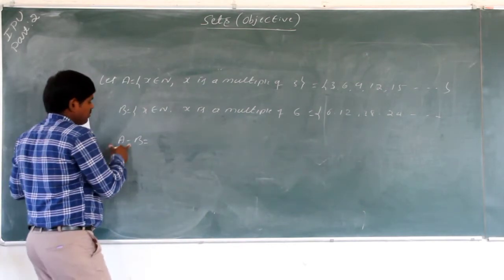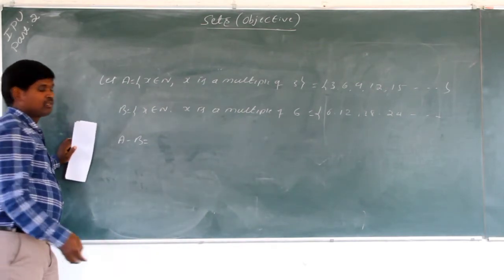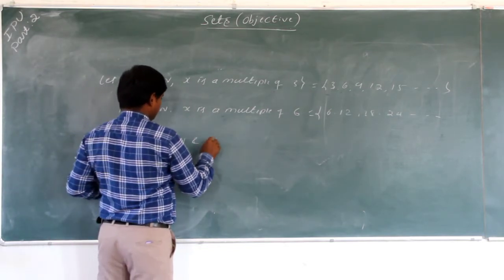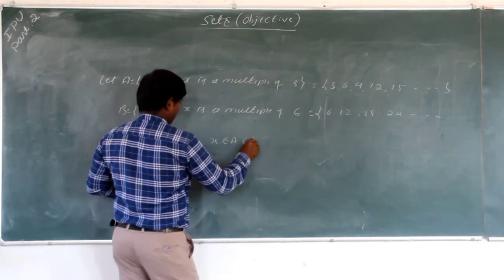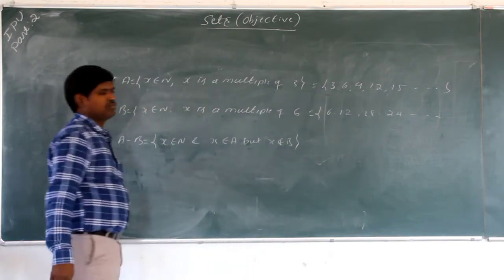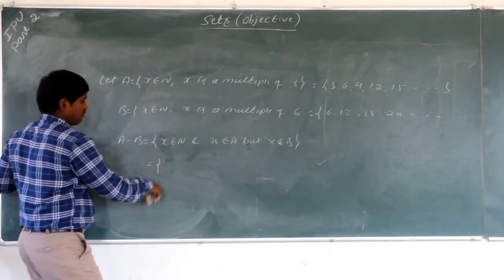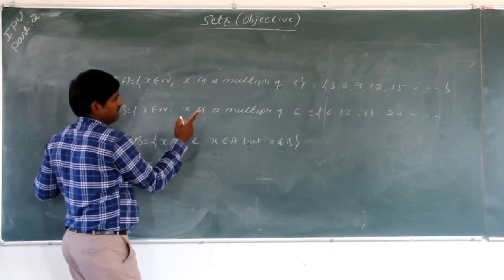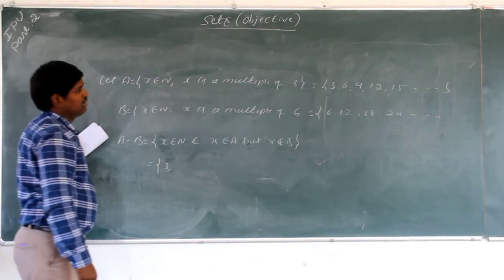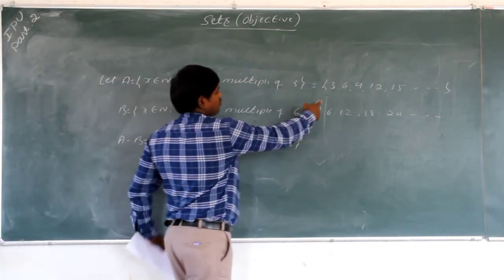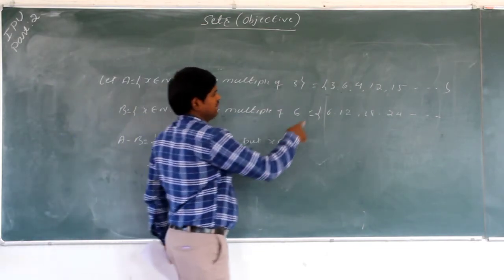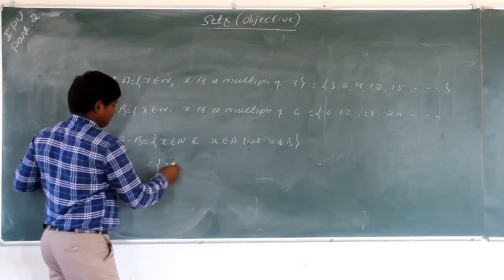A minus B is the element which belongs to A, not belongs to B. That is, x belongs to A but x does not belong to B. See, 3 belongs to A, not to B, so we are going to write 3 here. And 6 belongs to both, so we are not going to write it here. And 9 belongs to only set A, so 9.